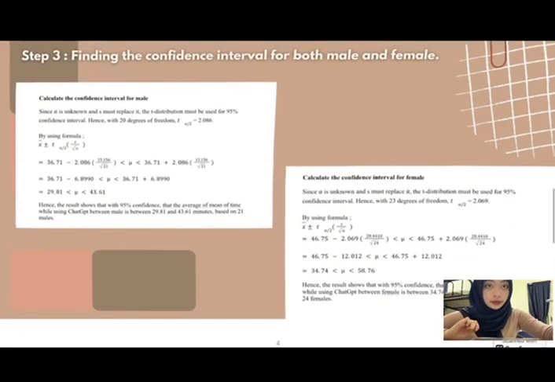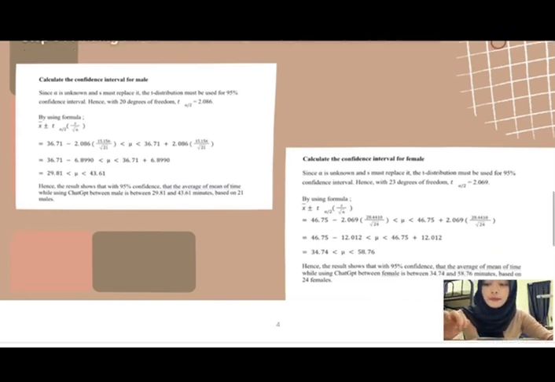So for step 3, we need to find the confidence interval for both male and female. Why do we need to find the mean and standard deviation earlier? Because we need to substitute them into this formula to find the confidence interval. Basically, we need to find the upper confidence interval and also the lower confidence interval for both genders. So for male, we got 29.81 for the lower, and for the upper confidence interval, we got 43.61.